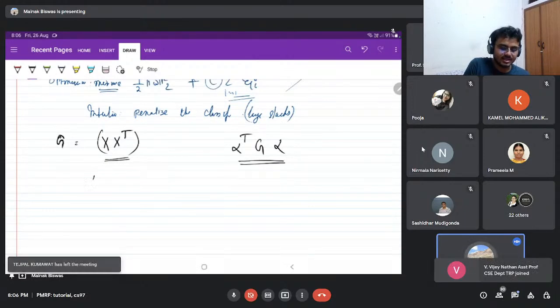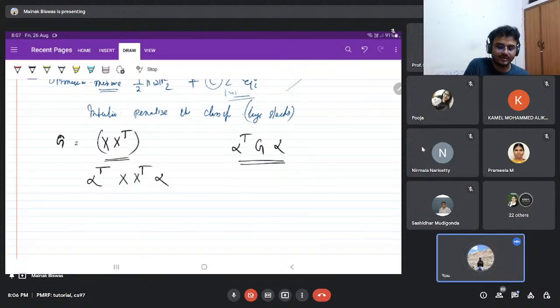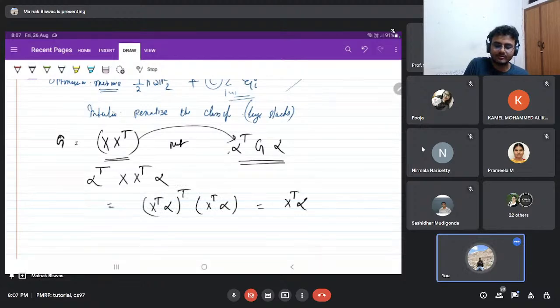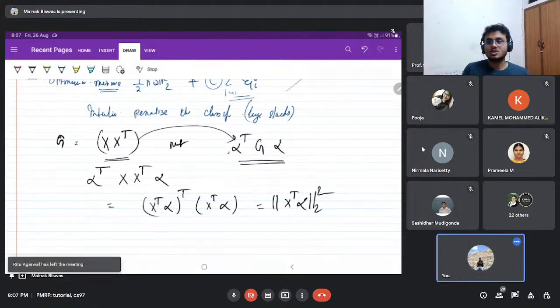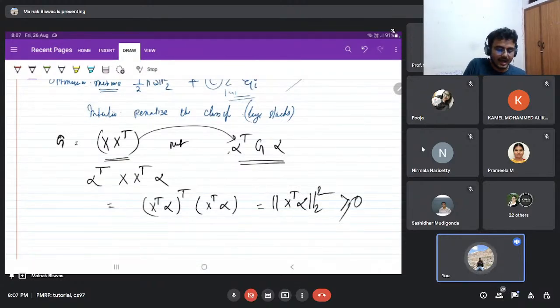So you can see something like this. So you have alpha transpose X transpose alpha. I'm just putting the value of G here. So what does this mean? So you have X transpose alpha's full transpose and X transpose alpha. This is nothing but X transpose alpha's square. So this is always greater than 0. So this is the helpful thing. So you have a function like this, L of alpha, alpha transpose 1 minus.